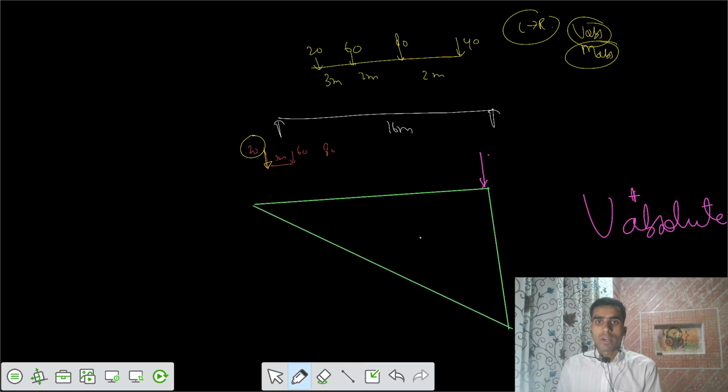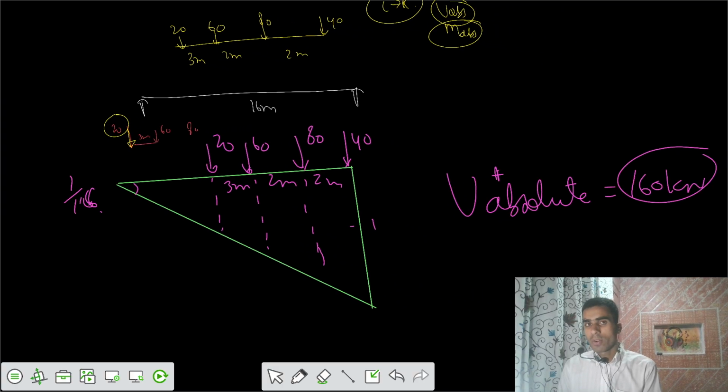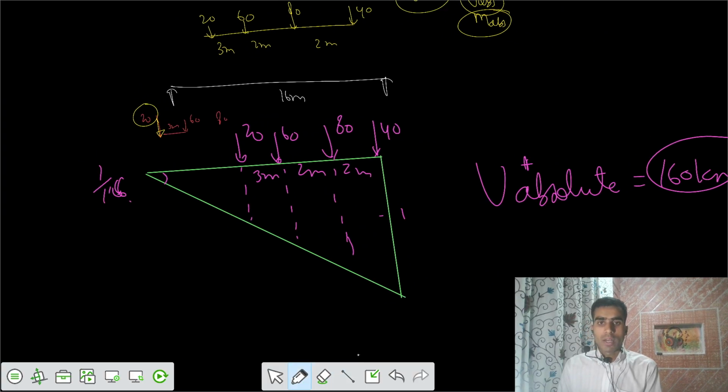Let's say this is your 40, this is 80, this is 60, this is 20, with 3 meter, 2 meter, 2 meter. What is the theta value? 1 by 16. And ordinates would be here. This is -1. This is one more ordinate, and we can get those ordinates also. Let's go for the ordinates. I would say the ordinate values would be: this one 14 by 16, this one is 12 by 16. This is 12 minus 3, that is 9 by 16.